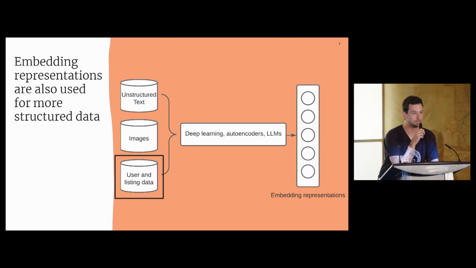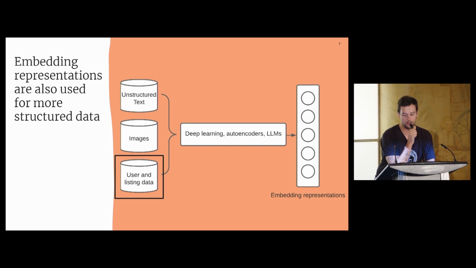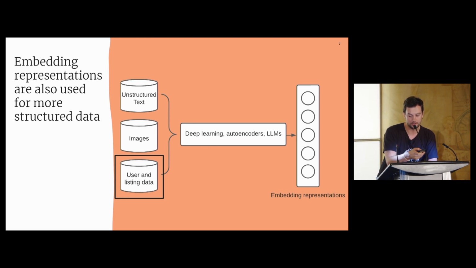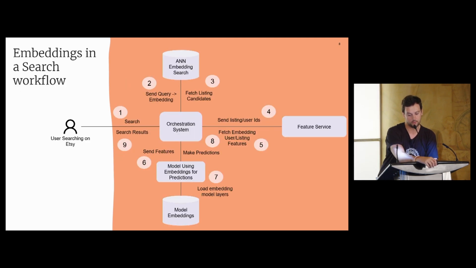So we also use embedding representations for basically auto-encoding data that is structured about our listings and users. It's not just our general unstructured data, such as text and images, but we can even use embeddings to represent similarity between different users encompassing all of the information about them, from structured to unstructured. So a lot of different things going on.